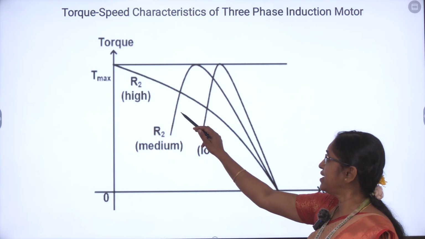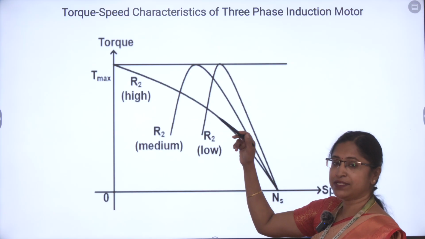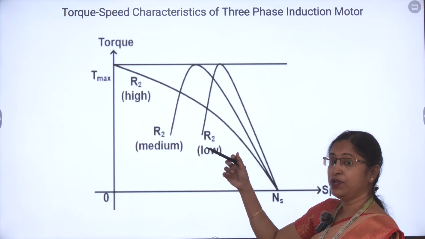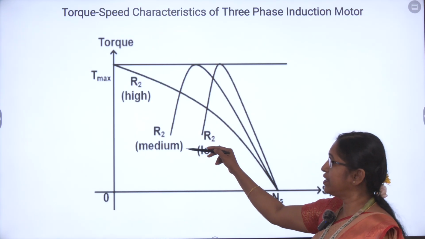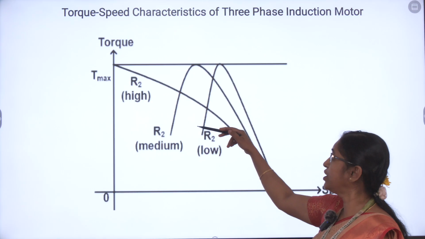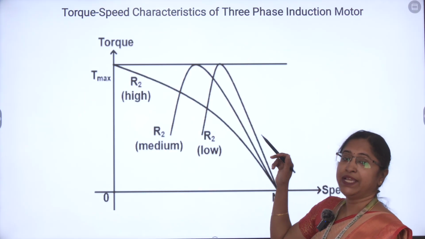Okay, as I have already told you about the pull-out torque, when the resistance is more, the pull-out torque becomes less. When the resistance keeps on decreasing, your pull-out torque also increases.